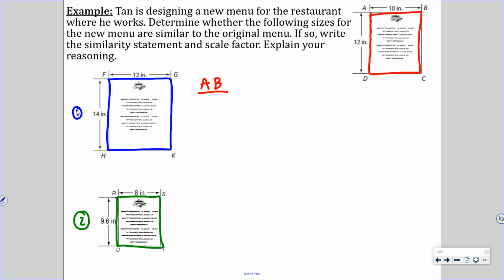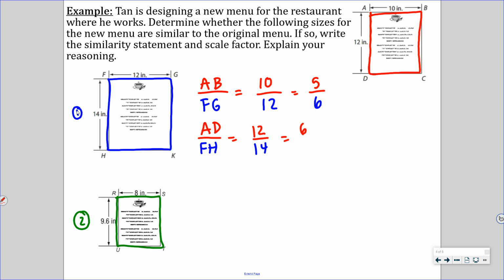So AB, the top of my menu, corresponds to FG, and I'm given those measures. AB is 10 inches. FG is 12. That reduces to 5 to 6. Okay, there is the ratio between the top. Let's check out that side of our menu, the AD. So again, I'm going from the original to the new. I just have to be consistent. So AD is 12 to 14. Reduce that ratio, and I get 6 to 7.